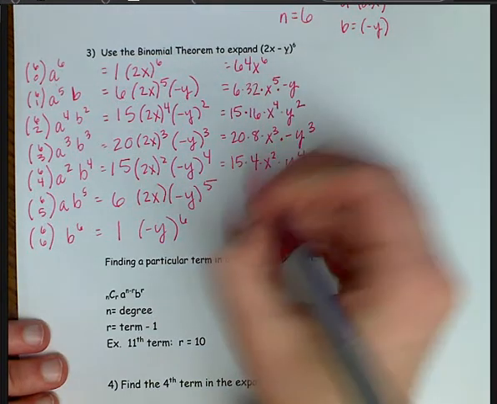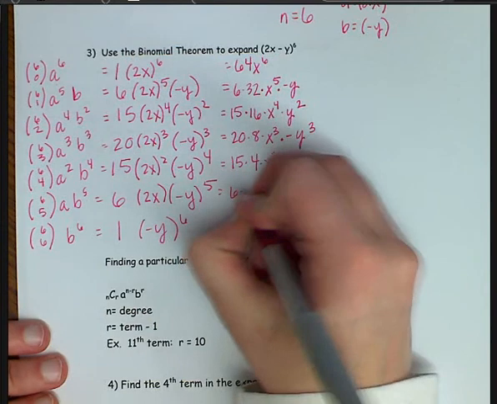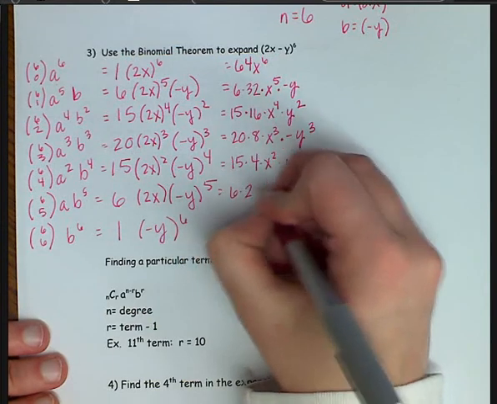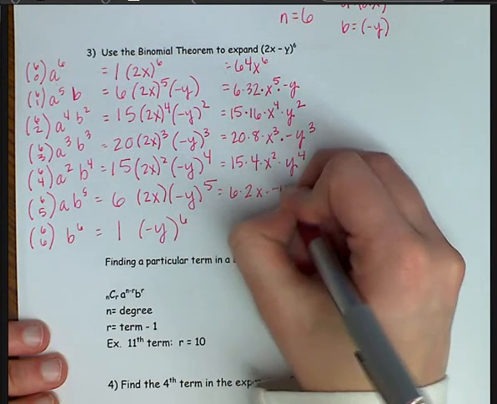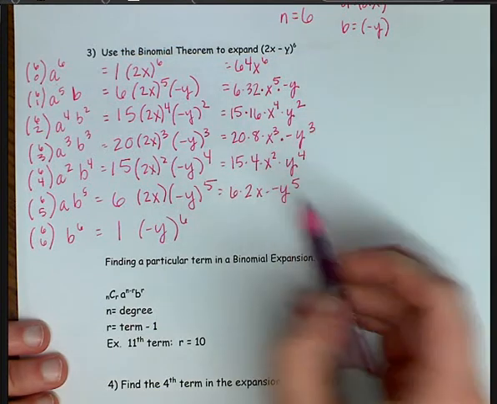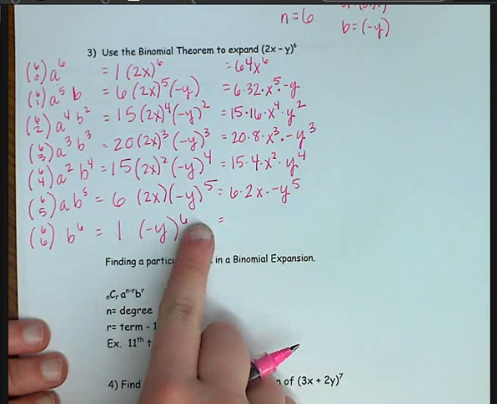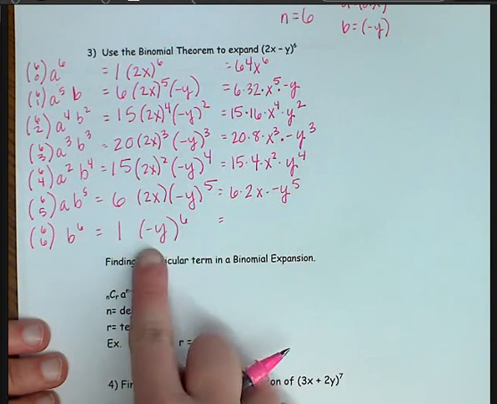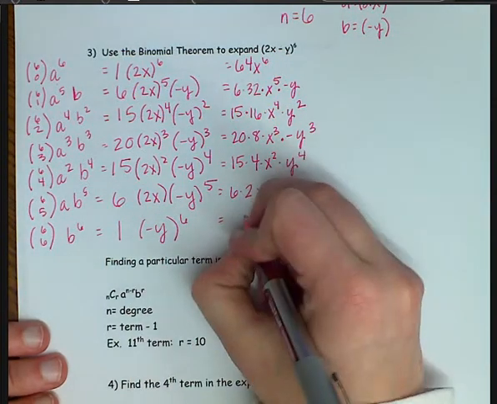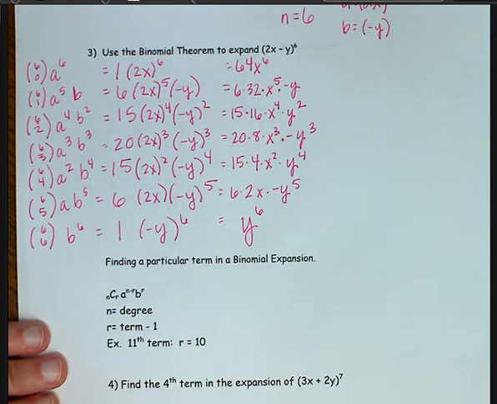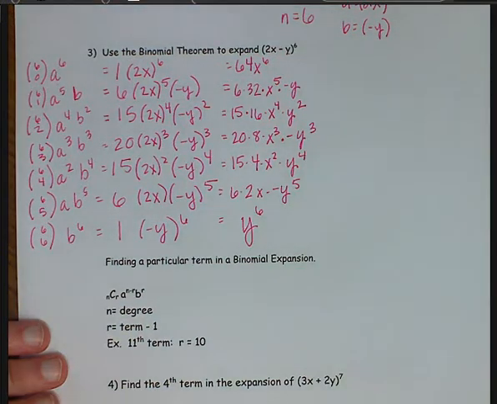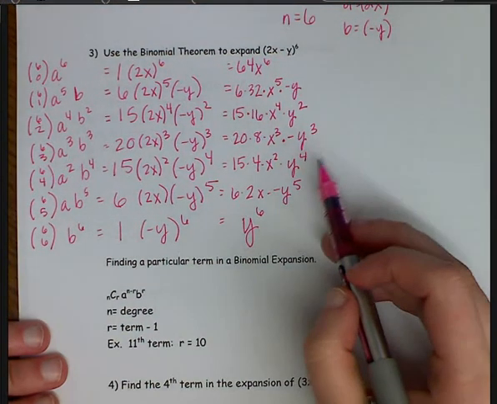Next, we have 6 times 2x times negative y to the fifth. Here it's an odd exponent, so the negative stays. And last, negative y to the sixth. Since the exponent is even, that negative is going to cancel out, becomes positive, or y to the sixth. No negative. Okay, let's go ahead and expand this out horizontally, and we can multiply those last few things as we do so.